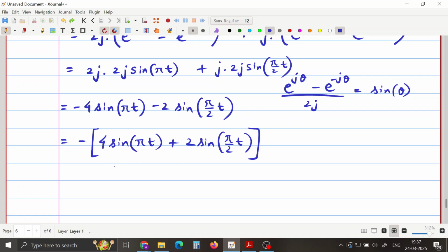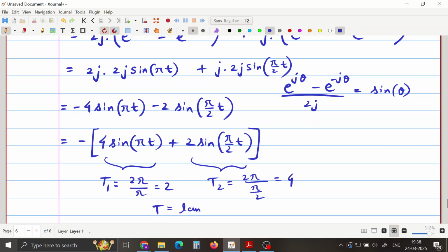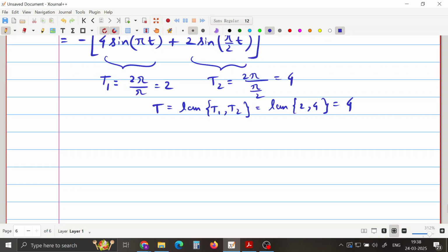Now we can actually verify that as well. Take for example the first term here. What is the period of this? This one has a period, let me call it T1, which is 2 pi by pi, that is 2. What is the period for this one? Let's say T2, which is 2 pi by 2, which is 4. Now the overall time period is the LCM of T1 and T2, which is the LCM of 2 and 4, which is 4, which is true. That's another way of verifying.